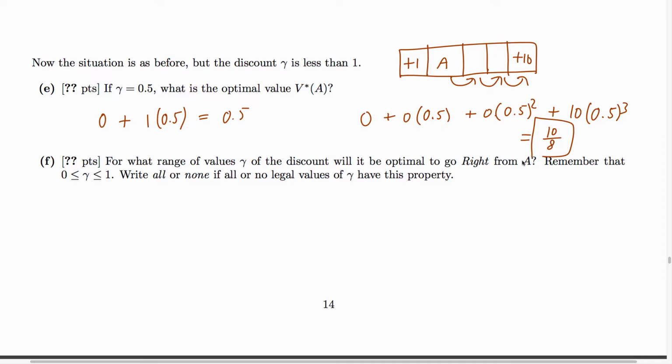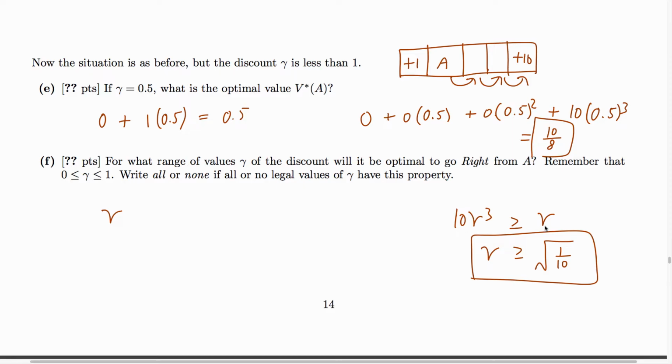So part F just asks us to generalize what we came up with in part E. So now we're just saying that the discount factor can be arbitrary. So if the discount factor is arbitrary, all we have to do is just replace the 0.5 with anything arbitrary. In this case, this was a 1 times the discount factor, so that's just gamma. And in this case, I had the 10, and I had to discount it 3 times. So the question is just, if I want it to be optimal to go right, then I want this one to be greater than this one. So the equation I want to deal with is this is greater than or equal to gamma. And if you do a little bit of math and solve this, you'll see that gamma is greater than or equal to the square root of 1 over 10. And that is the requirement for us to choose this value over this value.